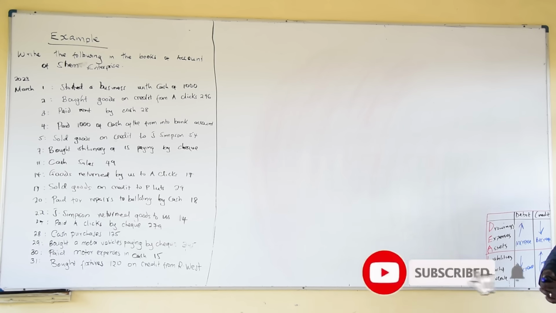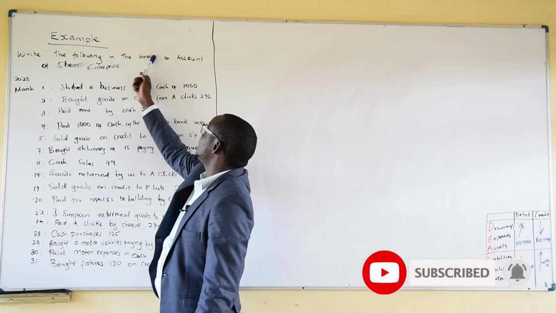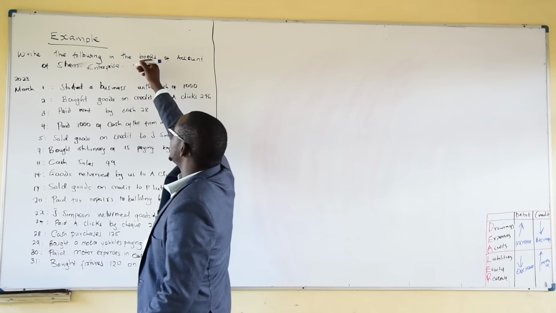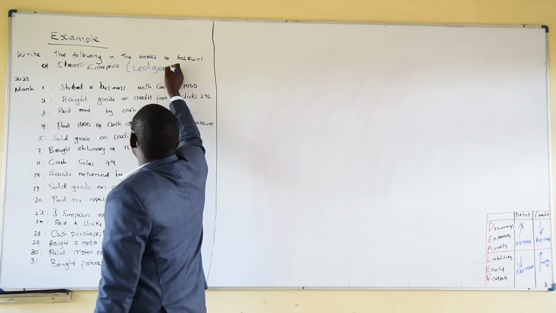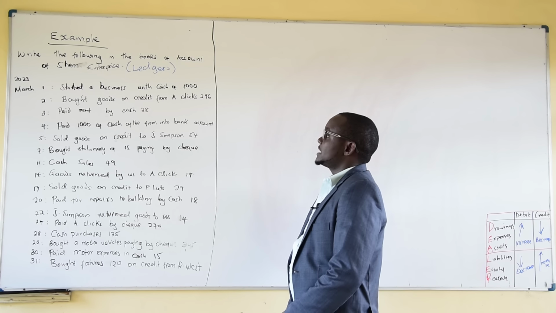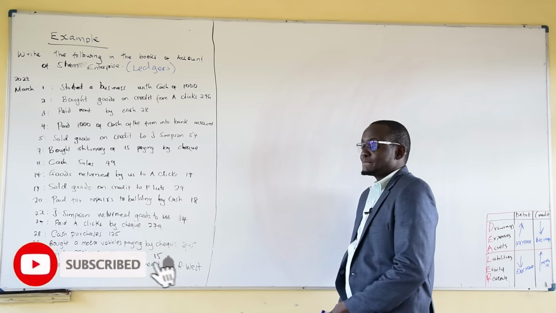Hello guys, let's do an example here. We are told to write the following in the books of accounts of Shell Enterprise. So I would want us to do ledgers for this. Then we are told: March 1st, started a business with cash of 1,000.